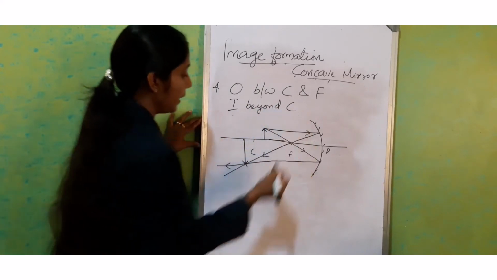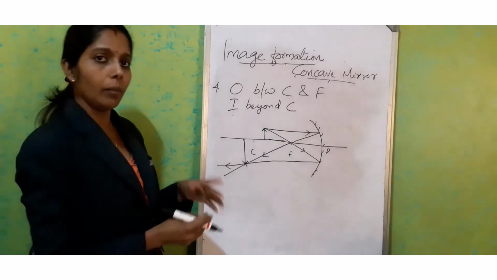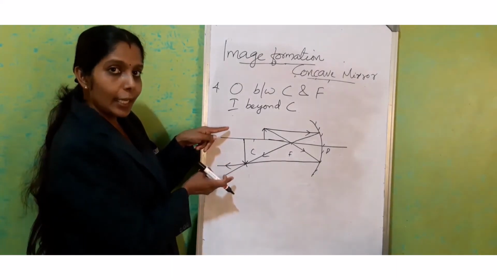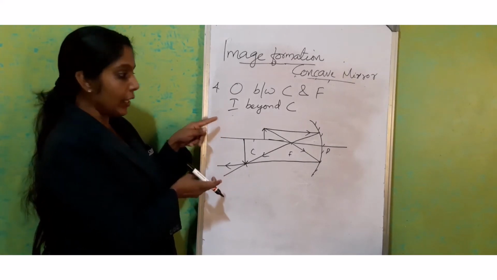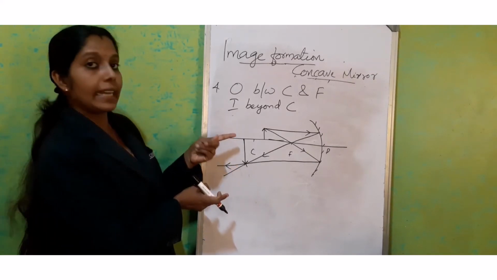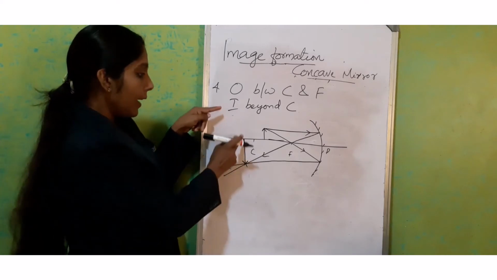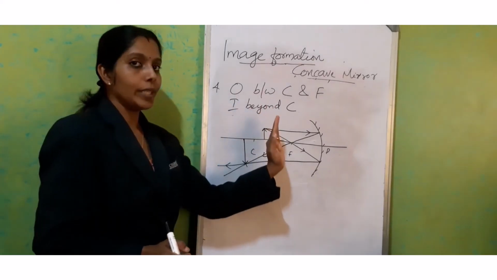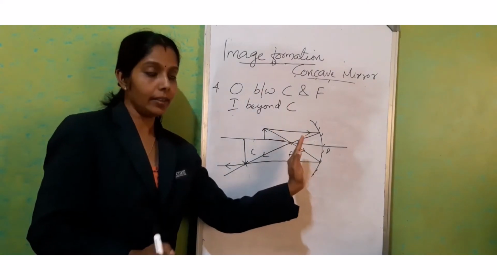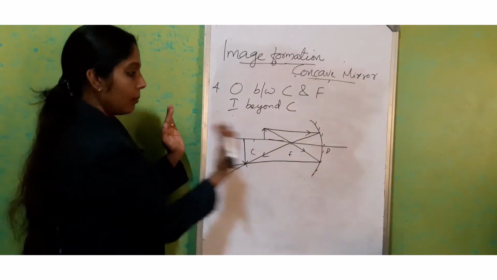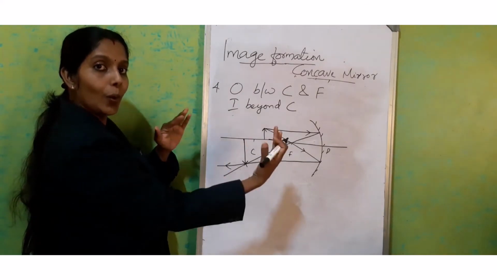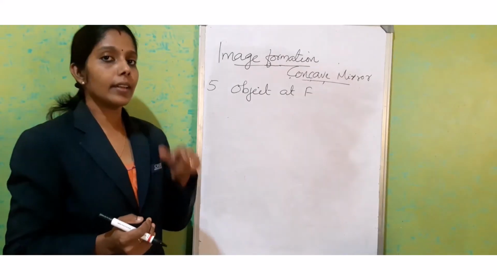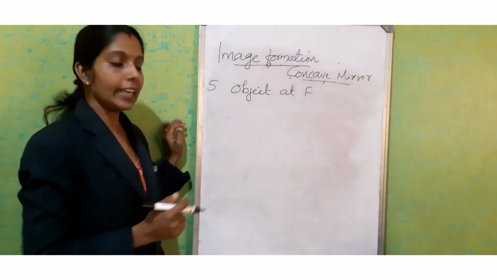Image beyond center of curvature. If we see the nature of the image formed, real in nature, inverted in nature. But if we see the size, slowly the size is increased. So the size is greater than the size of the object. When it was kept on the center of curvature, we got equal size. Now, when the object is moving towards the mirror and the image is moving away from the mirror, slowly from there to here it increases its size. Now we are at the fifth condition when the object is at infinity.